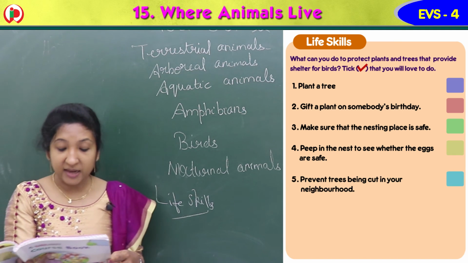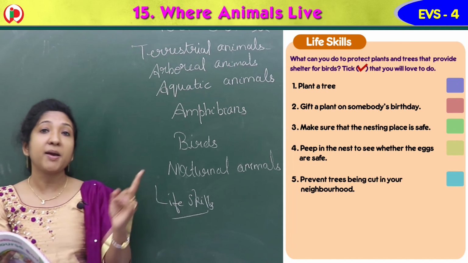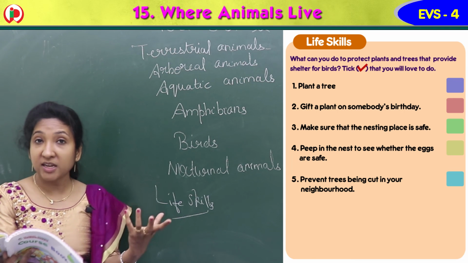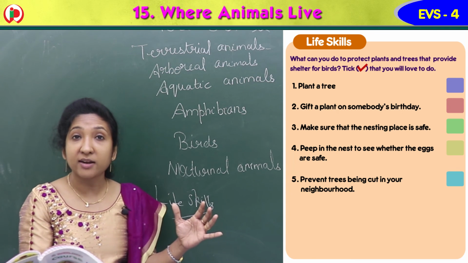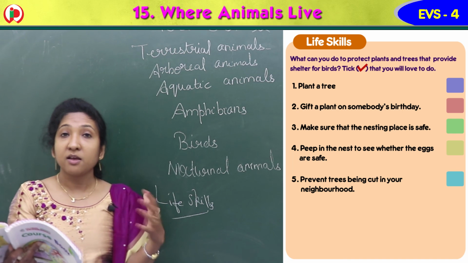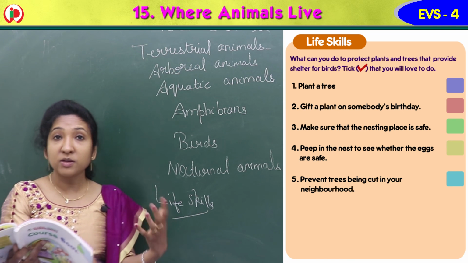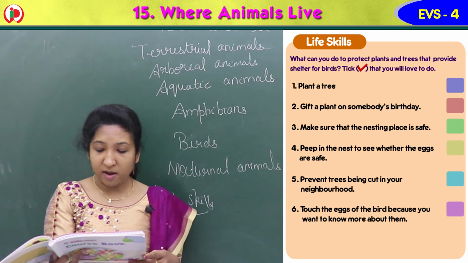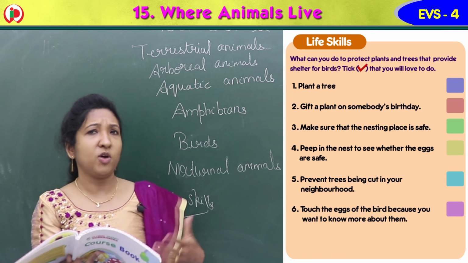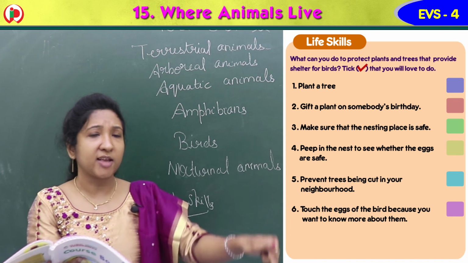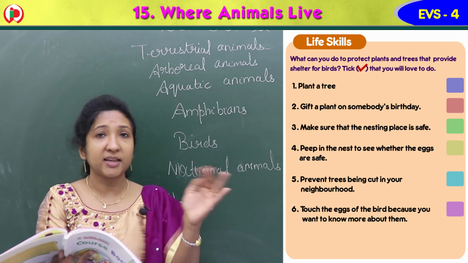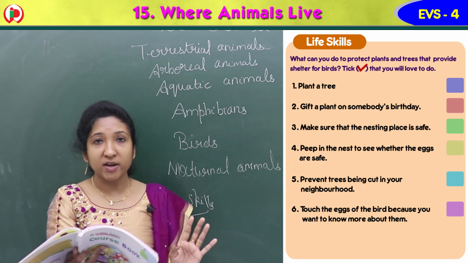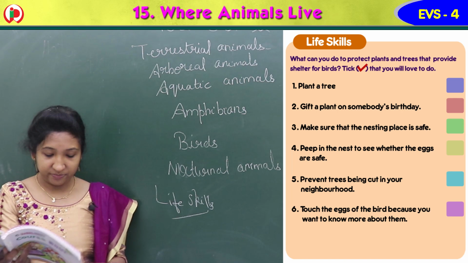Prevent trees being cut in your neighborhood, in your nearby places. If anyone is cutting a tree, will you prevent it? Will you tell them it's not good to cut the tree, we should not cut the tree? If you do, put a tick mark. Touch the eggs of the bird because you want to know more about them. To know more about eggs, will you go and touch the eggs that the birds laid? It's not good to touch the eggs actually. So will you do it or not?